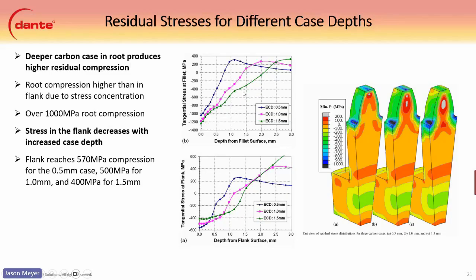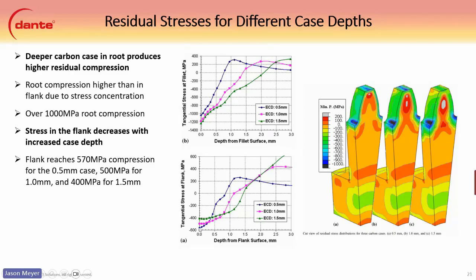And then the root compression is higher than it is in the flank due to the stress concentration here in the root. And we're looking at about 1,000 MPa root compression here between these numbers. The stress in the flank decreases with the increased case depth, which is kind of the opposite of what we've seen there. And we can see the case depth here in the flank.